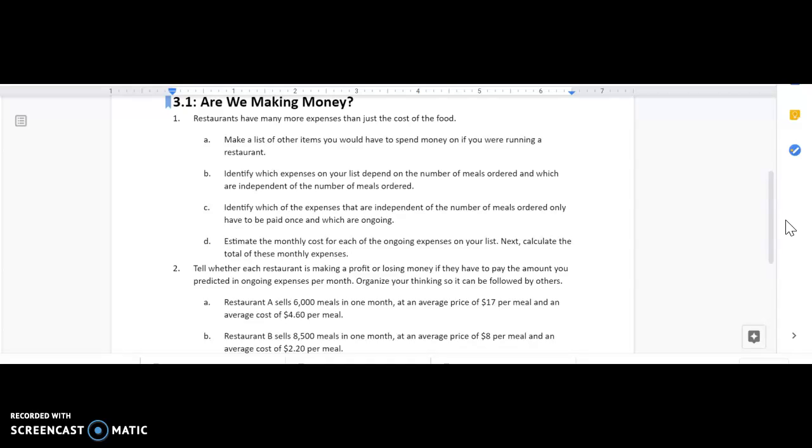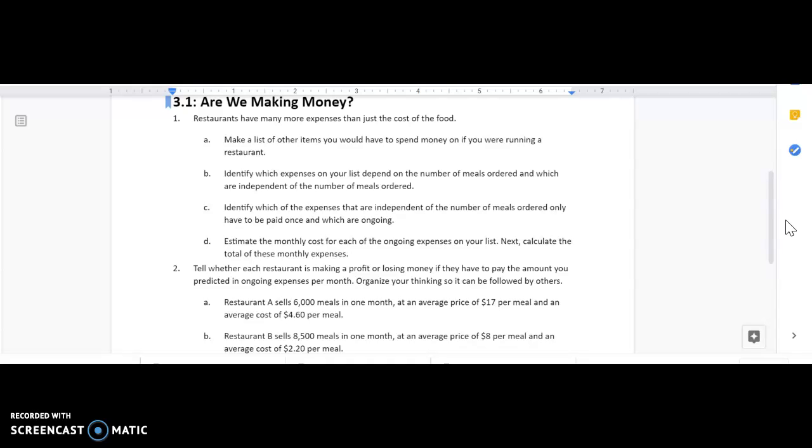Then B, I want you to identify which of these expenses on that list depend on the number of meals ordered and which are independent of the number of meals ordered. Okay? So look at this list very closely. Which of these are just going to be things that you use per meal, like silverware, or if it's fast food, a to-go container? Which of these would you have all the time? Pots, pans, things to cook with.